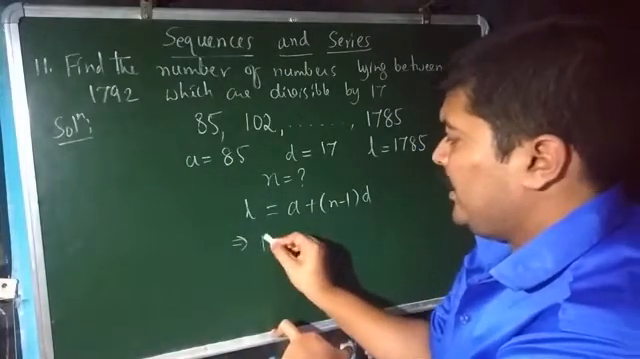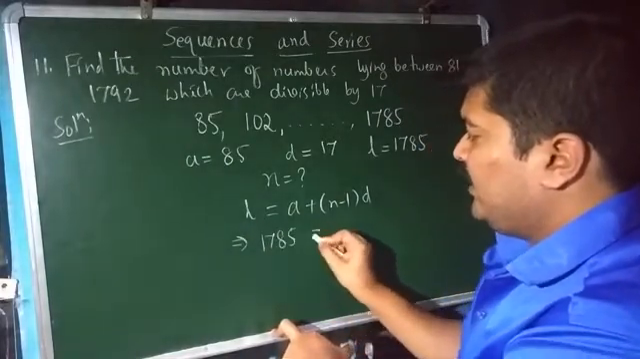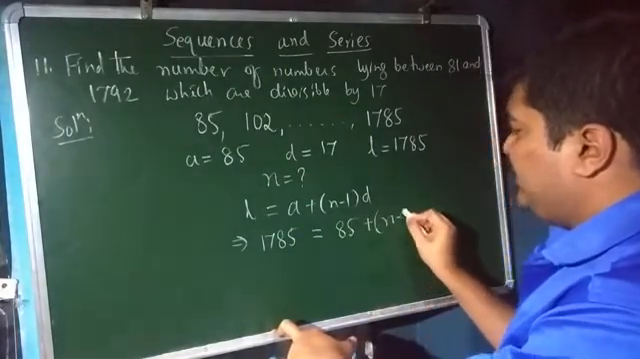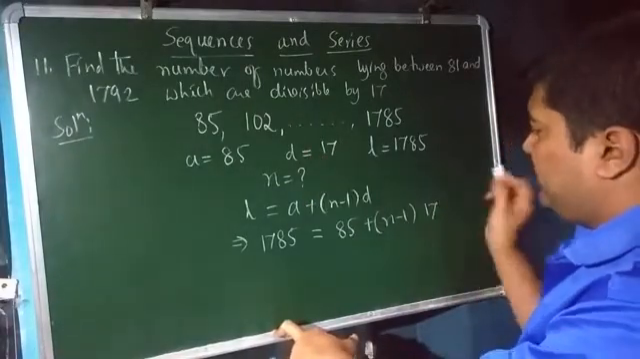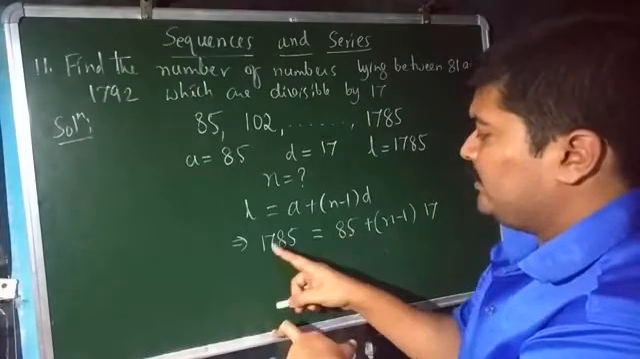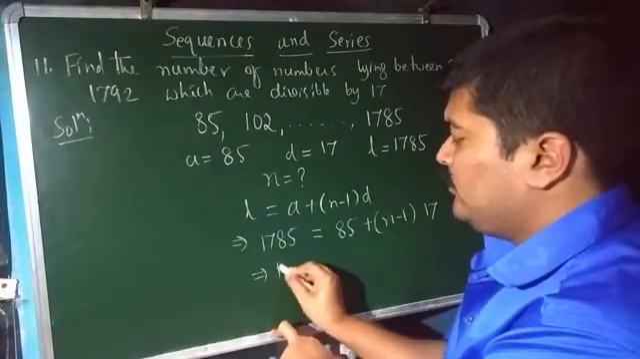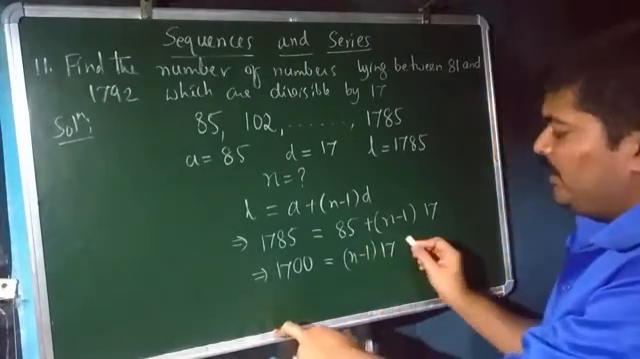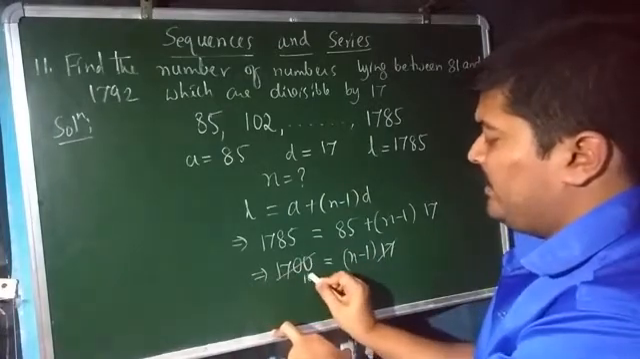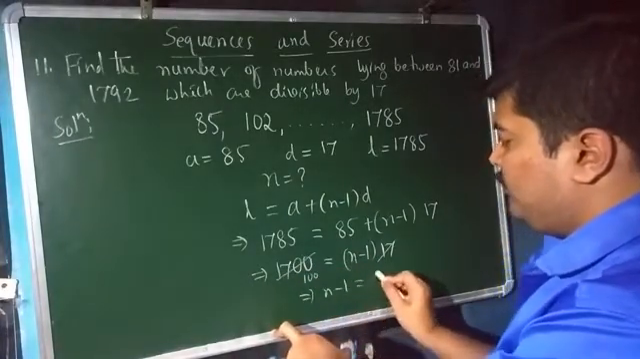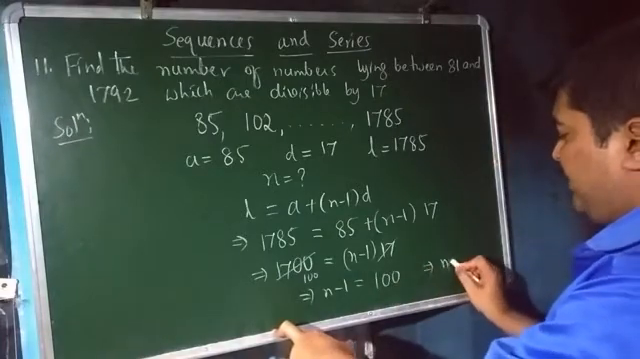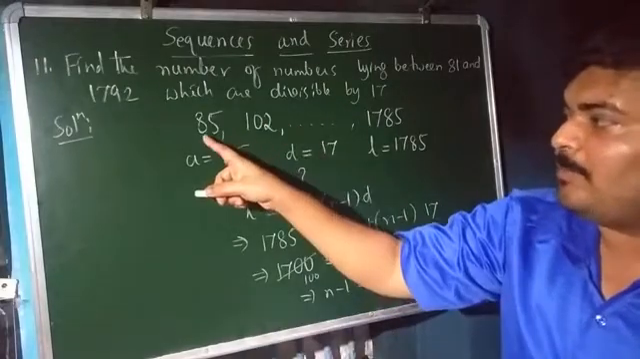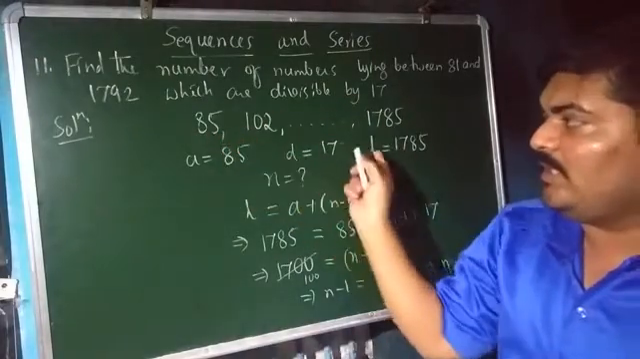Now this implies we have 1785 equal to a, which is 85, plus (n minus 1) into d, where d is exactly 17. Now if you subtract 85, you will get 1700 equal to (n minus 1) into 17, isn't it? 17 ones are 17, 17 hundreds are 1700, so n minus 1 must be equal to 100, that implies n is equal to 101. That implies there are exactly 101 terms present between these two extremities in this AP.